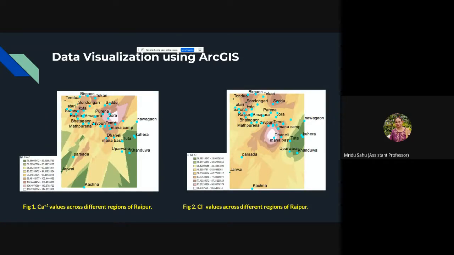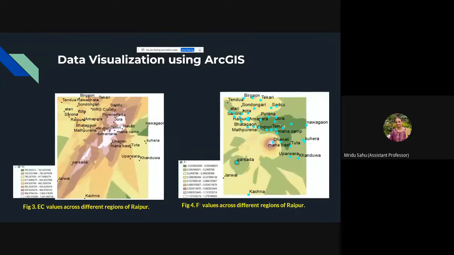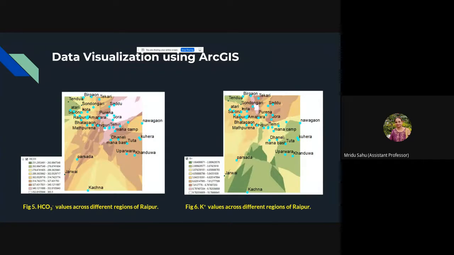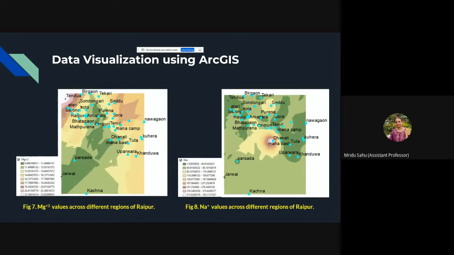So for the data visualization using ArcGIS, the calcium values across the different regions of Raipur are presented. Then the fluoride value across the different regions of Raipur is presented by using the ArcGIS tool. So can you see, a very good tool is there, and we don't know about these tools. ArcGIS is one of the most important tools in the area of mineralogy and applied geology. The metallurgy department also is using it for metal identification and for the mapping of location-based monitoring they want to do with this type of tools. So the values of each and every parameter, each and every dominating value, are represented over here with the help of ArcGIS.